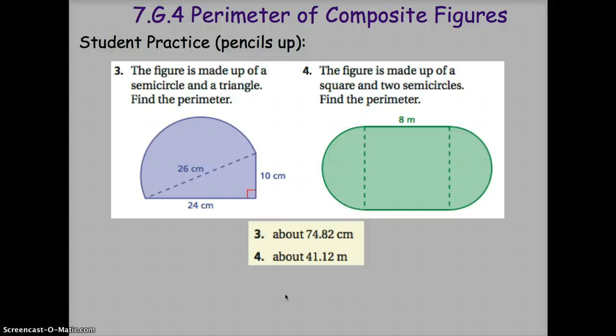Okay, this was a very short video. Hopefully you understood those composite figures, finding those shapes, just putting them together. Now you can go on to the quiz and have a great day.